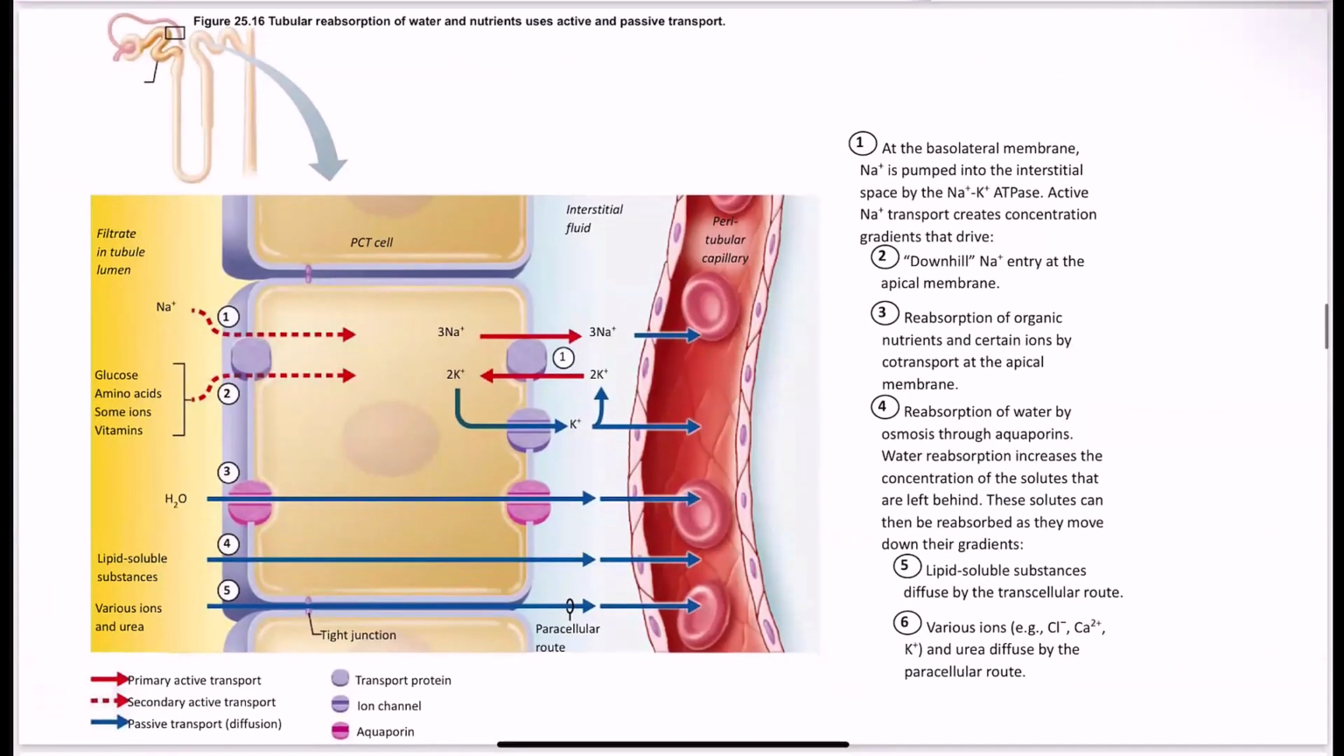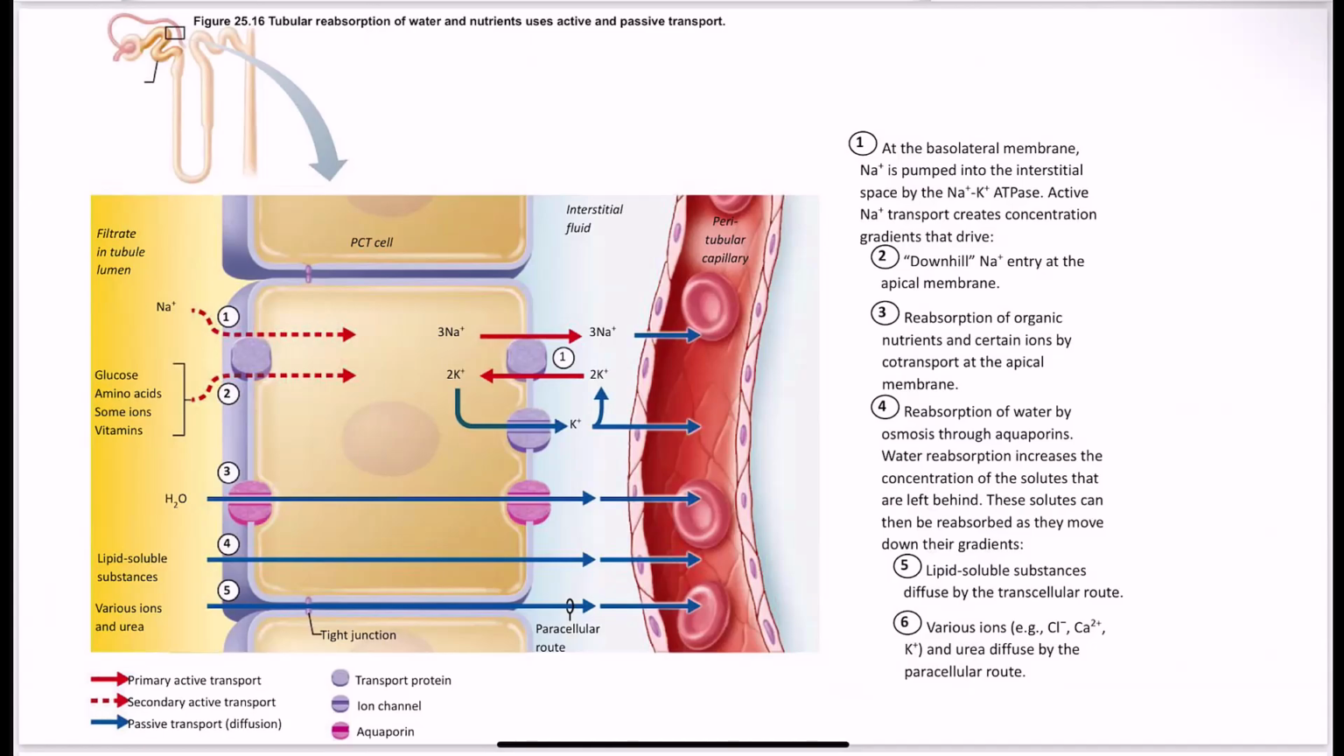Okay, so here's a slide showing you the reabsorption of sodium and other stuff. The thing to remember here is that most tubular reabsorption happens because sodium is reabsorbed, and this is what establishes that electrochemical gradient I was talking about. So we have some stuff going on here. We have a list of steps that I think is great for you to read over.